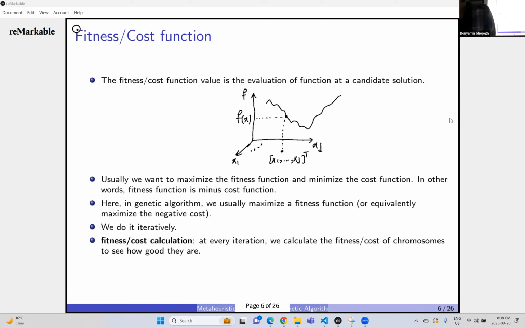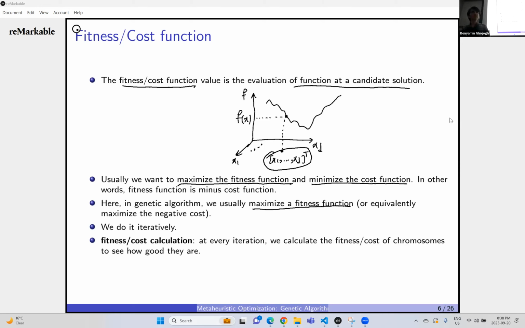The fitness or cost function value is the evaluation of the function at a candidate solution. We know that. Okay, I think that was obvious, but to recap: we have a D-dimensional chromosome, and at that, I have some fitness or cost function. Usually in genetic algorithm, we want to maximize the fitness function. In general, we either maximize the fitness function or minimize the cost function, and we know how to convert them to each other, right? We talked about it in preliminaries. You can convert minimization to maximization and vice versa.